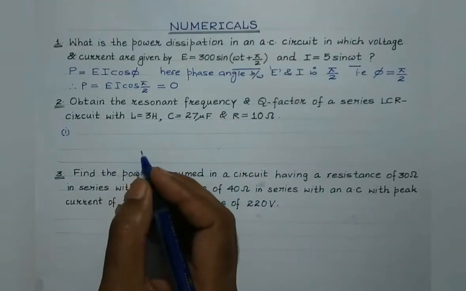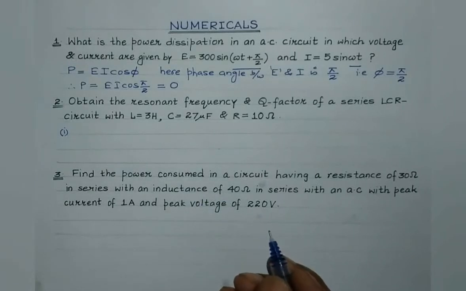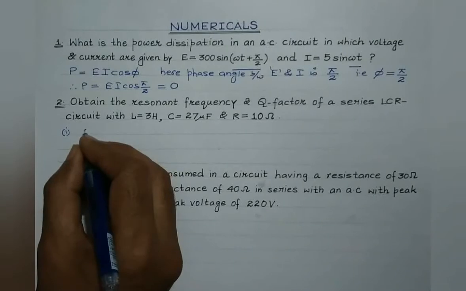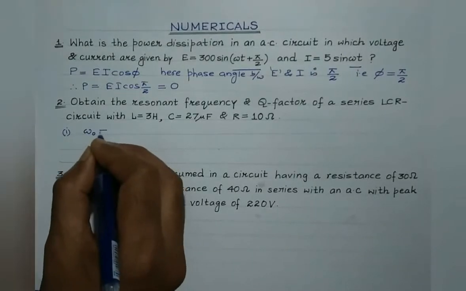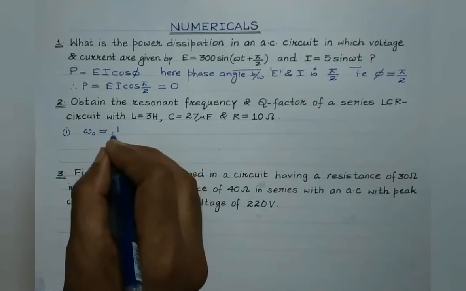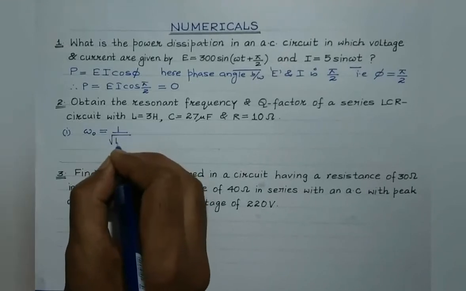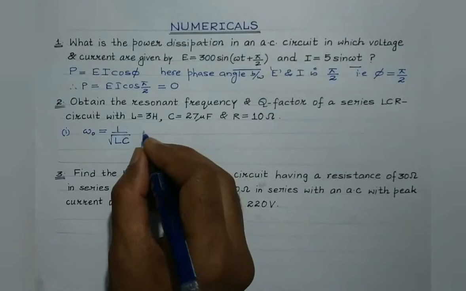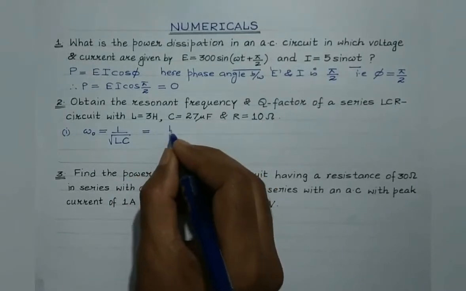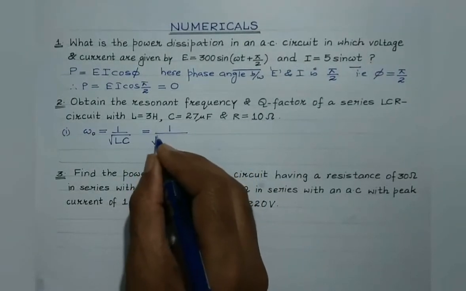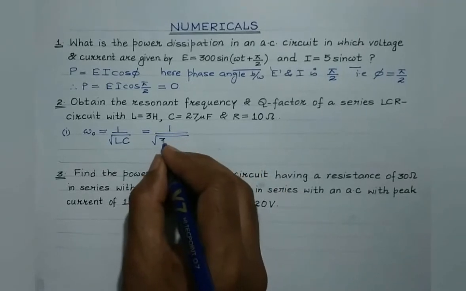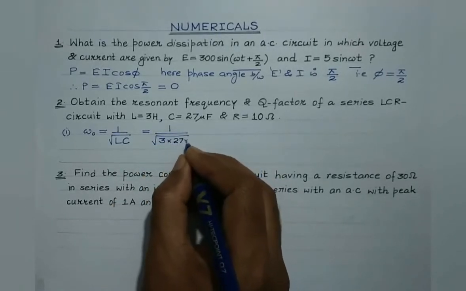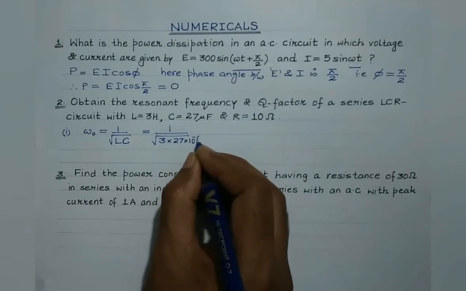We are all aware of the expression for the resonant frequency. The resonant angular frequency is omega naught, equal to 1 by square root of LC, isn't it? This is the resonant angular frequency. So let's substitute the values over here. What I get is square root of L, which is given to be 3, and C, given to be 27 microfarad. Don't forget to convert it into farad.